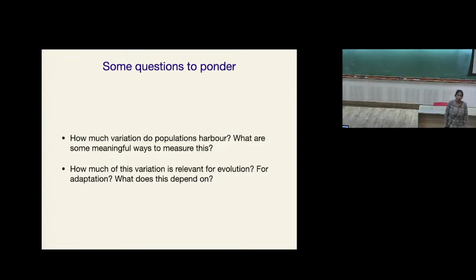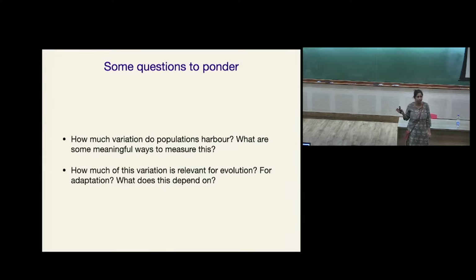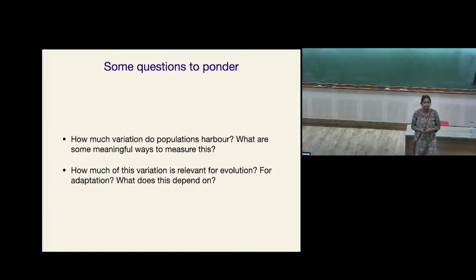Right. So you choose one bird population or some plant, whatever you're interested in, right? And you want to quantify somehow how much variation exists in that population, right? How would you do it? Looking at phenotypes, okay, so that would quantify phenotypic variation.